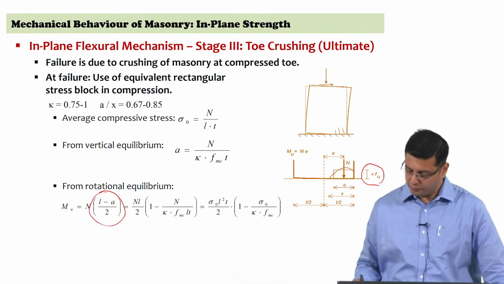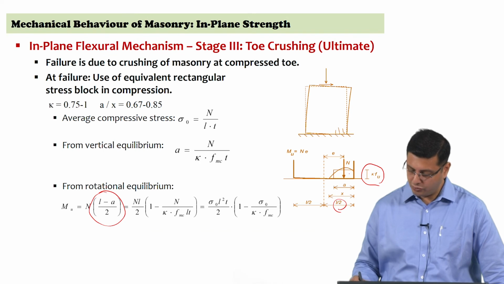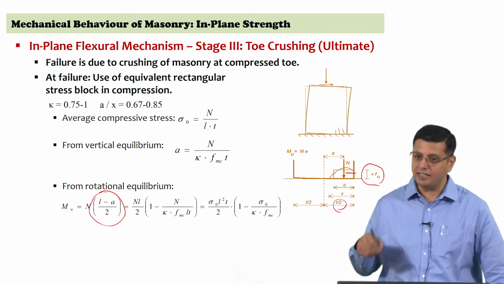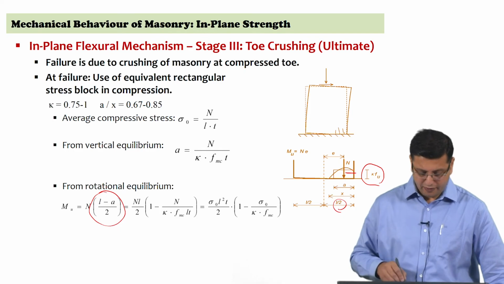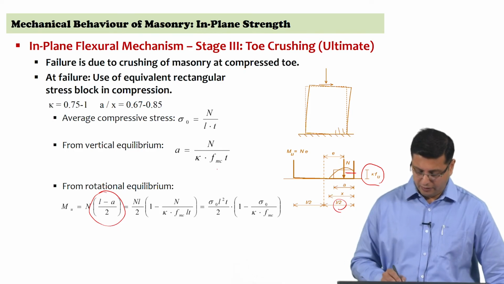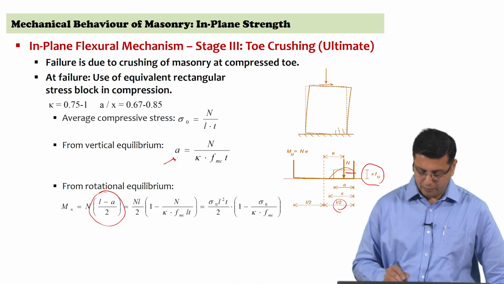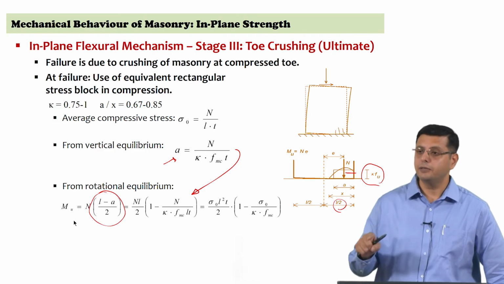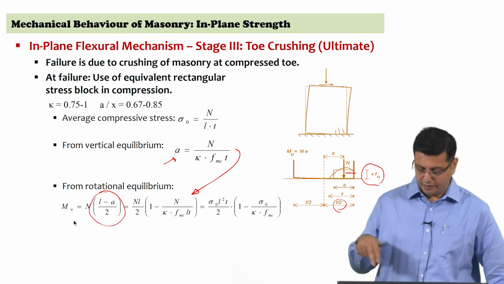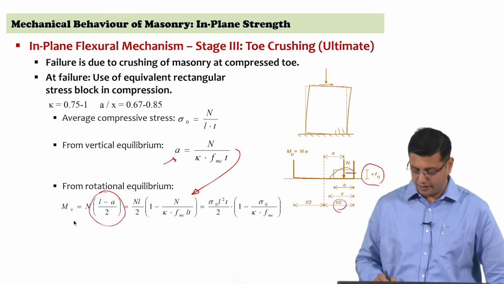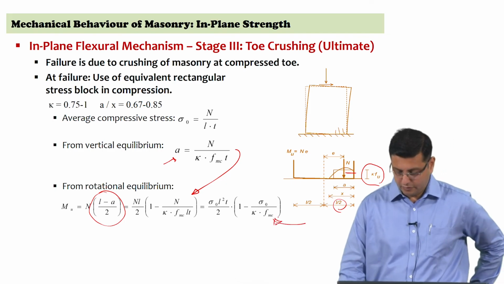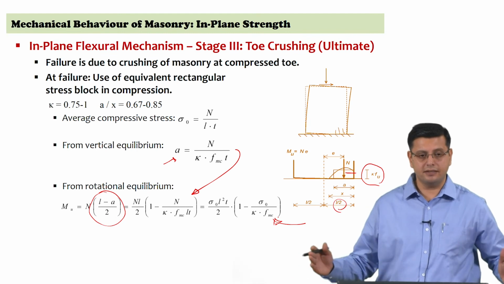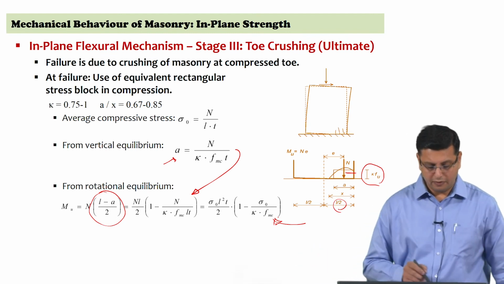So, N into L by 2 minus A by 2, which is where the resultant is sitting. So, that is your e. So, N into e is defined. We have an expression for the value of A. We bring this into this expression, and we have a final expression for the ultimate moment with the knowledge of the axial compressive stress level and the compressive strength of masonry fmc. So, the x is the parabolic distribution, A is the rectangular stress block.